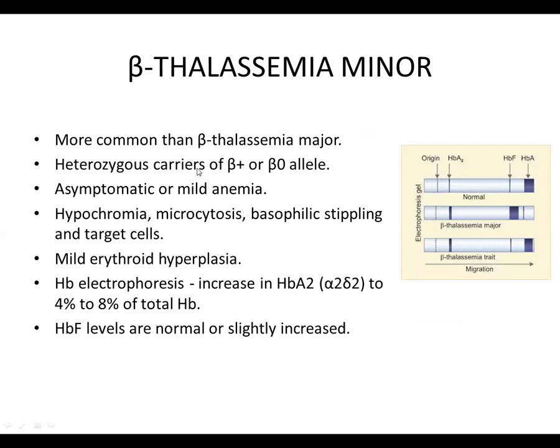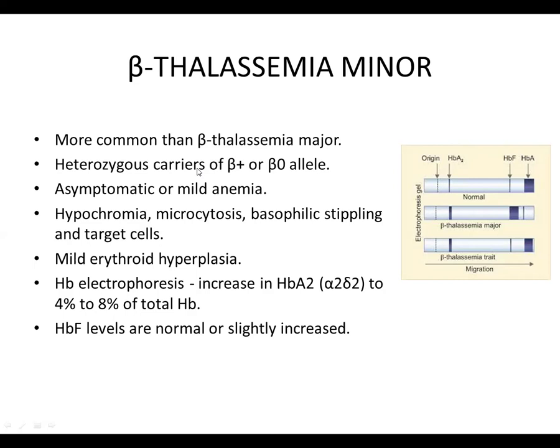Now, beta thalassemia minor is more common than beta thalassemia major. These are heterozygous carriers and they are usually asymptomatic or they sometimes may present with mild anemia. The blood picture shows hypochromia, microcytosis, basophilic stippling, and target cells. Mild erythroid hypoplasia may be seen.